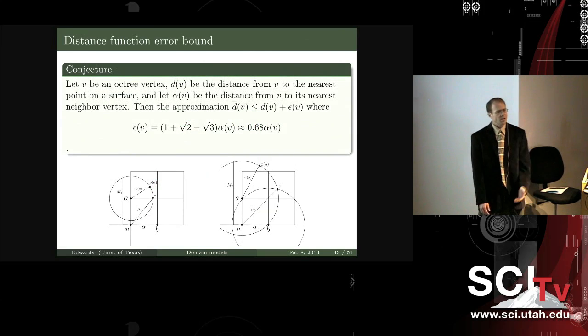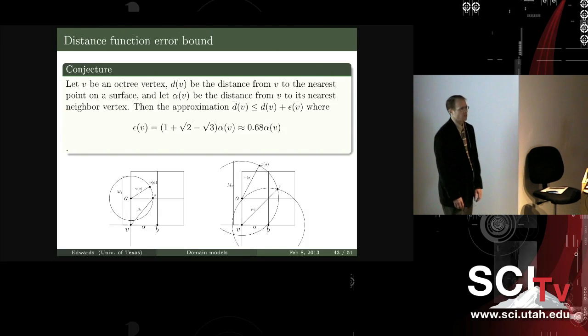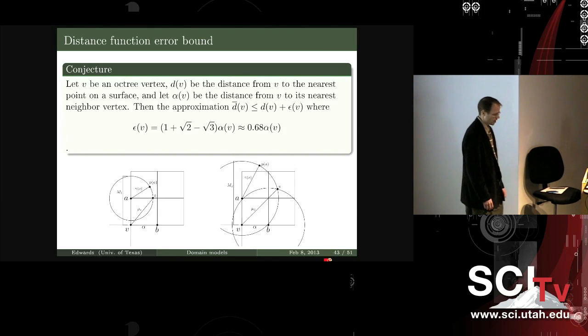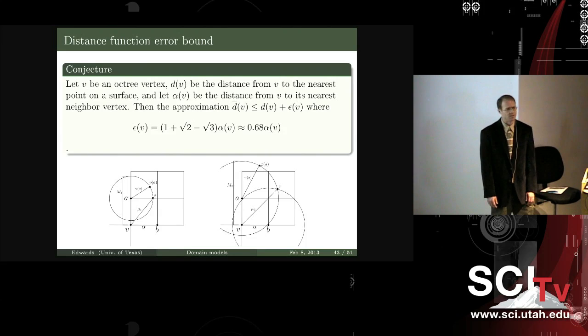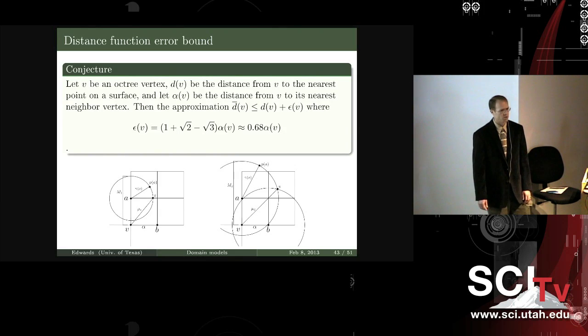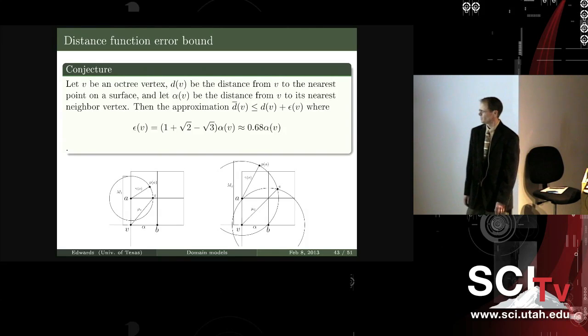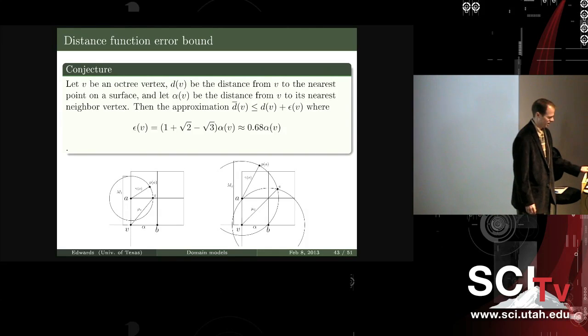Okay, so this is not an exact algorithm. It's approximate, but we have conjectured that the error bound of the actual true distance on a vertex is within a constant times alpha, where alpha is defined as the distance from a vertex to its closest vertex neighbor. And we're just finishing up the proof to that now.